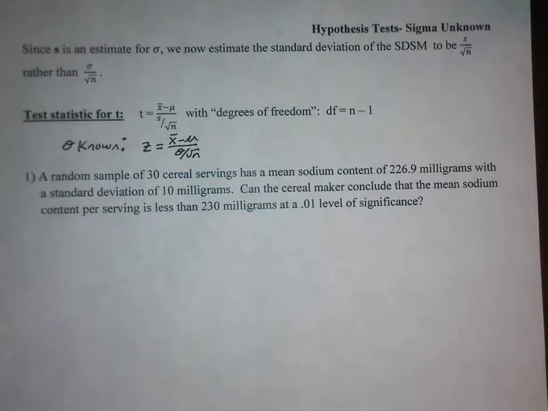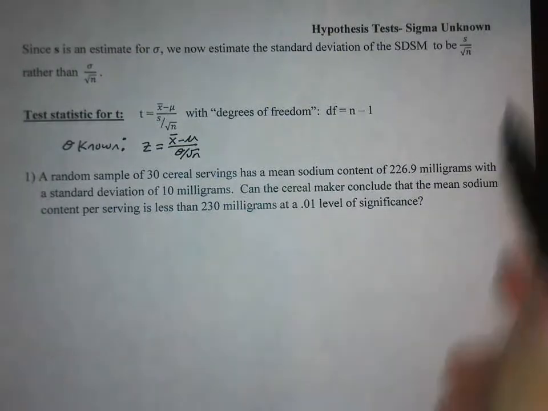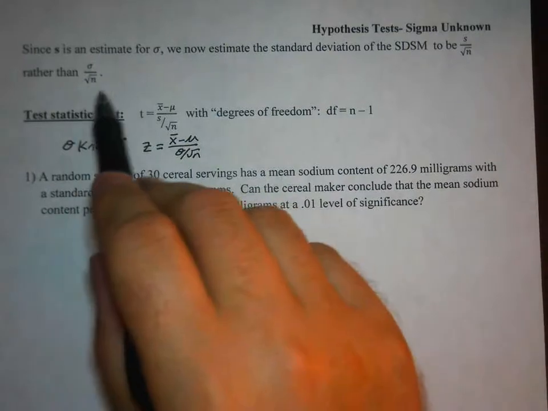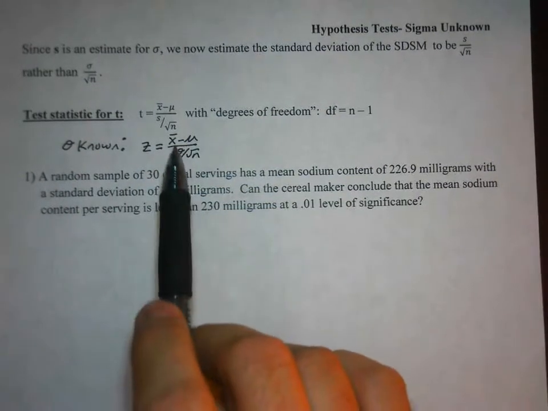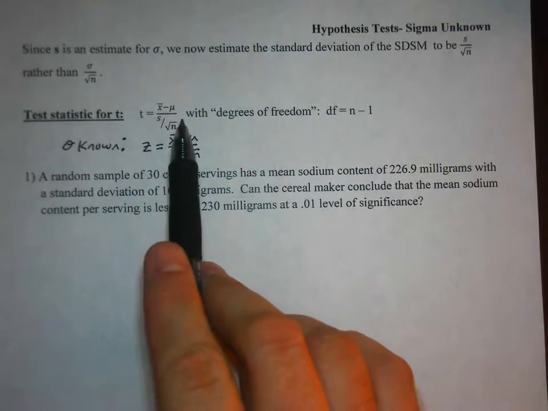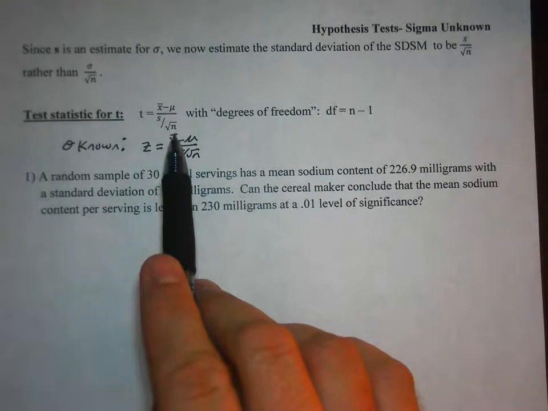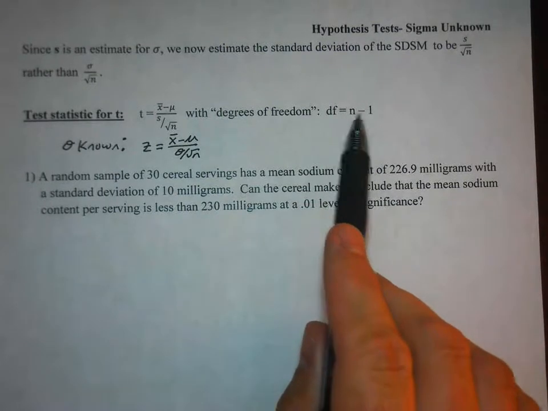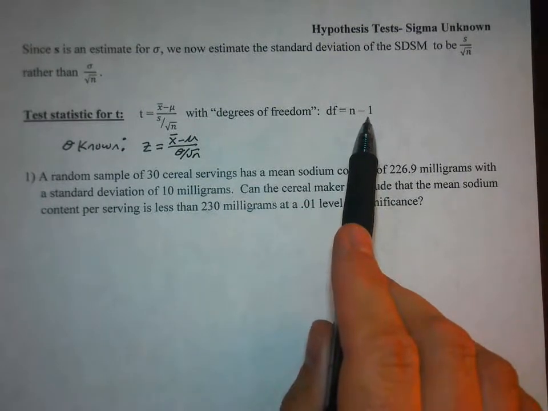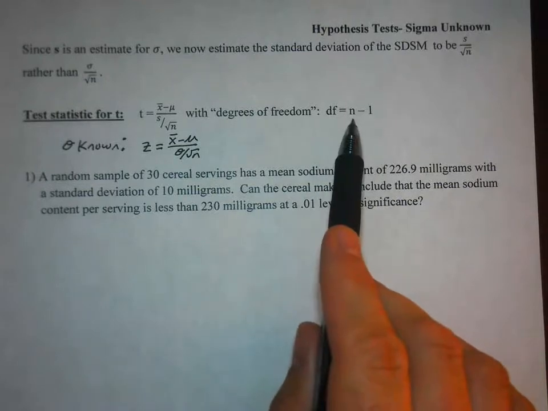Here we're going to look at hypothesis tests when sigma is unknown. Since S is an estimate for sigma, we now estimate the standard deviation of the sampling distribution of sample means to be S over the square root of n rather than sigma over the square root of n. Your test statistic for t is t equals x bar minus mu divided by S over the square root of n. We have n minus 1 degrees of freedom, so your sample size minus 1. We use that when we look it up in the t table.